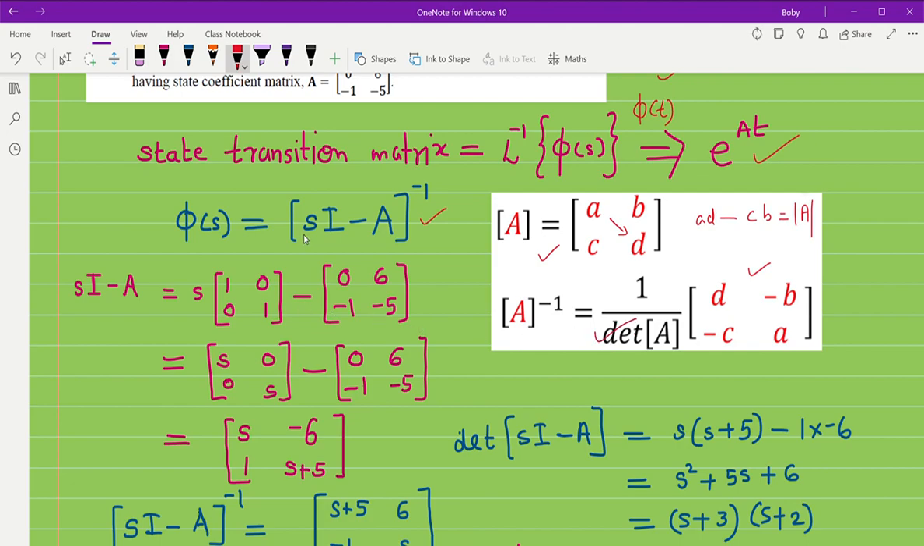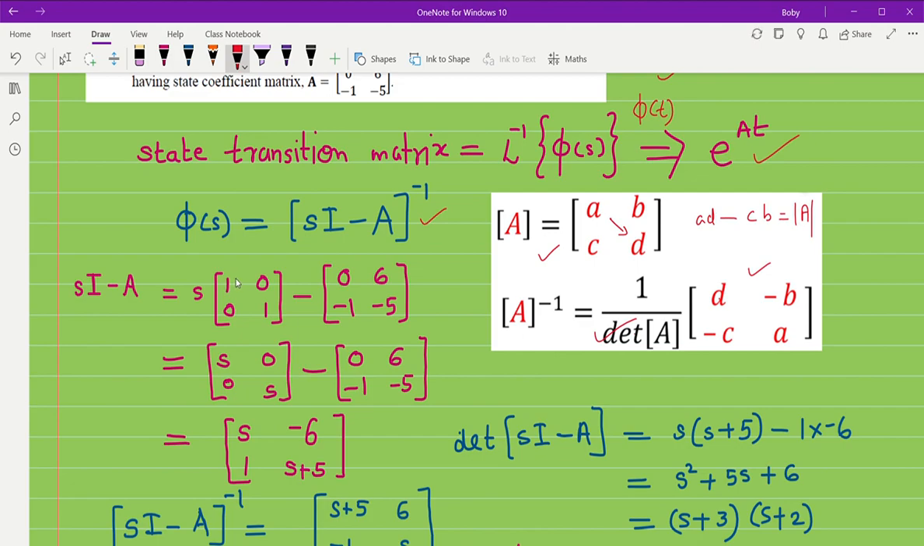So let us find phi of s, that is (sI minus A) inverse. So what is sI minus A? S into I, where I is the identity matrix. What does identity matrix mean? 1 0 0 1. Here A is a 2 by 2 matrix, so 1 0 0 1 is the identity matrix. Identity matrix means only the diagonal elements are 1, and all the rest are 0.